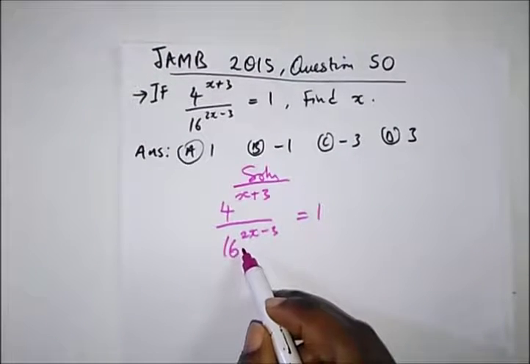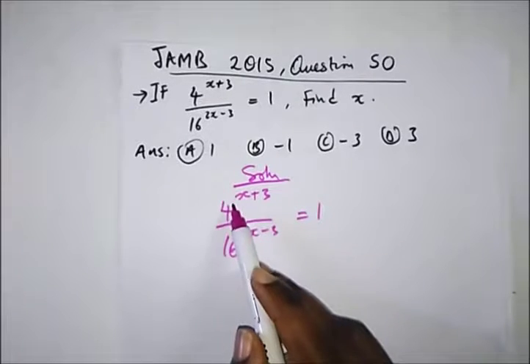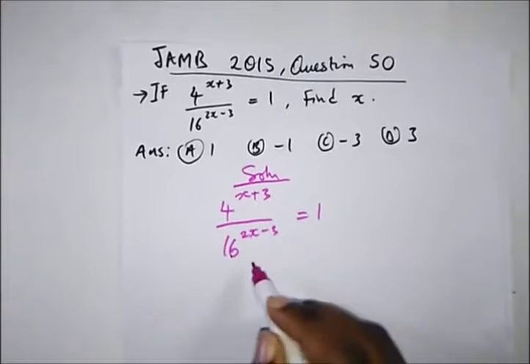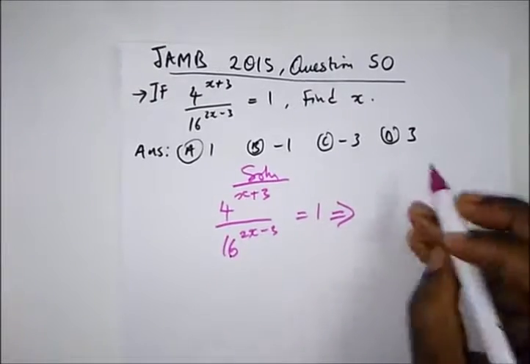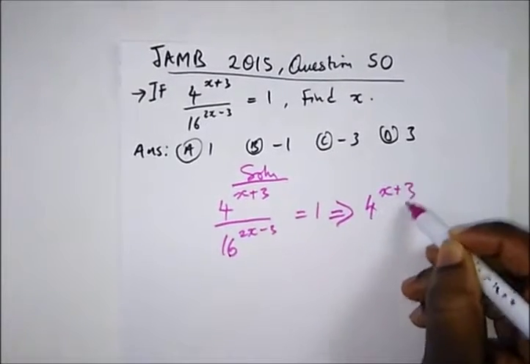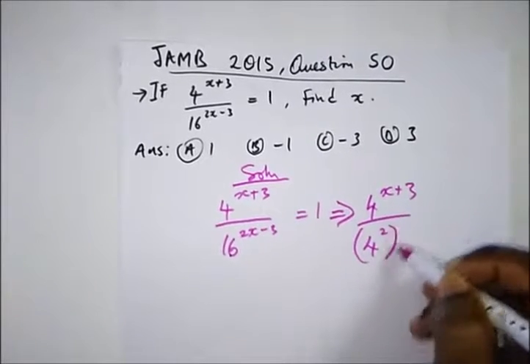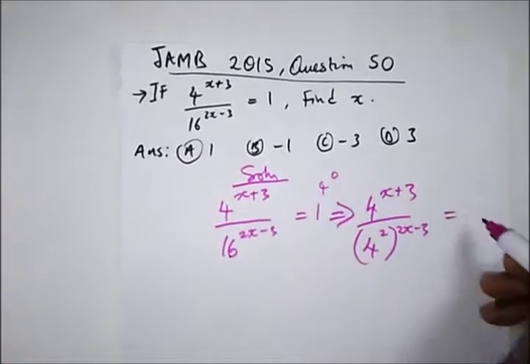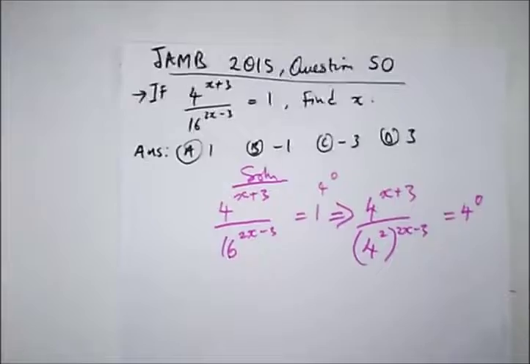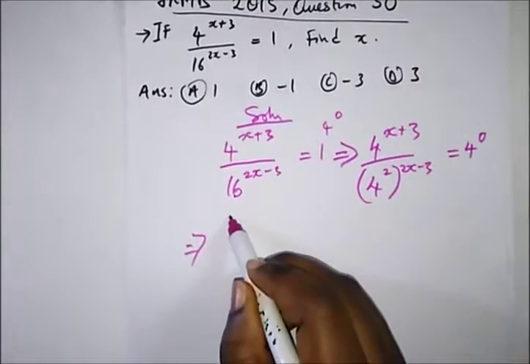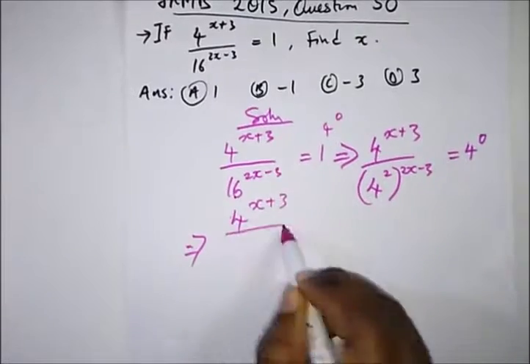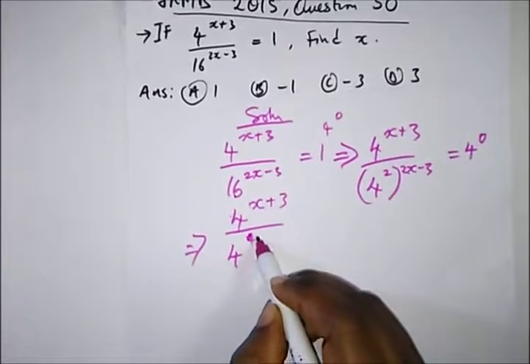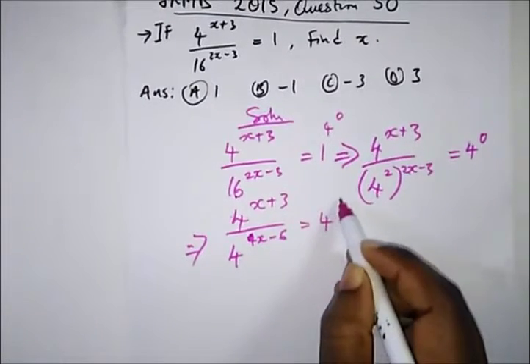So here, all we need to do is change this to the same base. Since this is 4, we can automatically change 16 to base 4. So we're going to have 4 raised to the power x plus 3 over 4 raised to the power 2 bracket 2x minus 3 equal to 1. 1 can be likened to 4 raised to the power 0. So let's put 4 raised to the power 0 here. So we have 4 raised to the power x plus 3 over 4, opening the brackets, 2 times 2x, that's 4x minus 6, equal to 4 raised to the power 0.